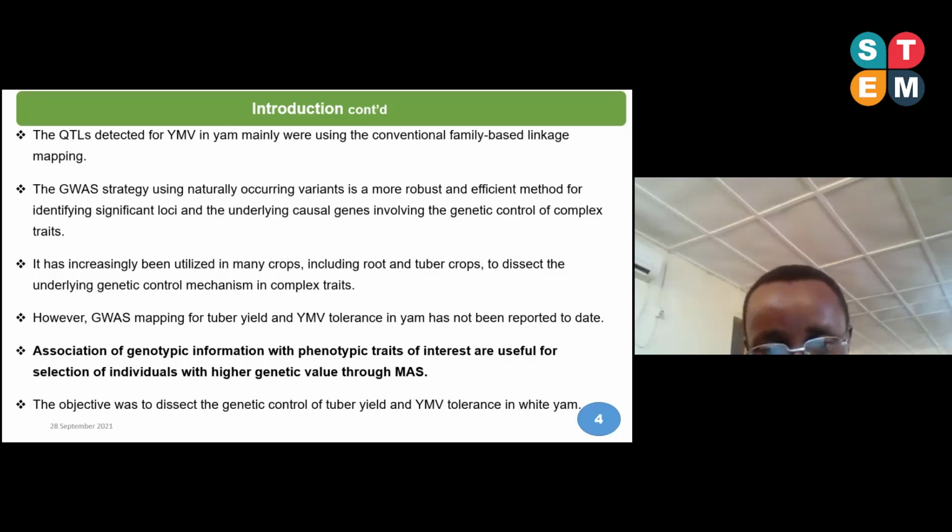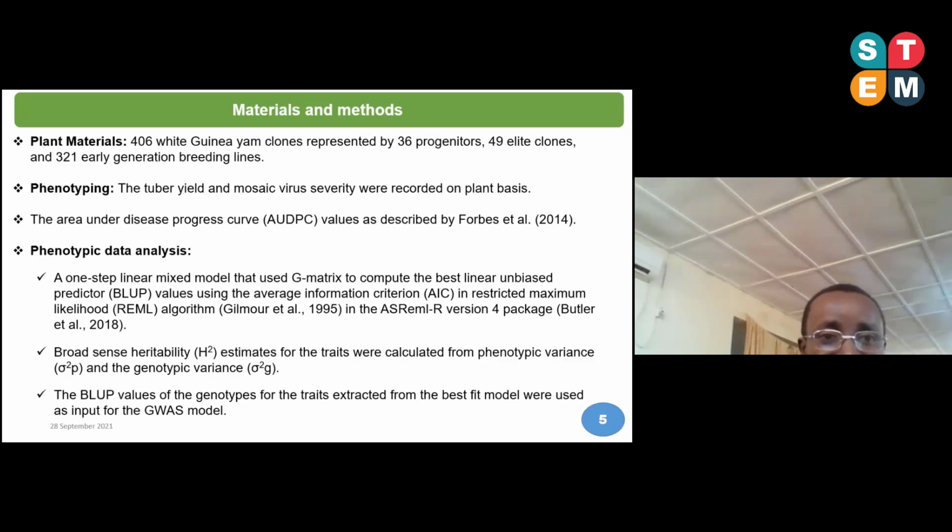Association of genotypic information with phenotypic traits of interest is useful for selection of individuals with higher genetic value through marker-assisted selection. So the objective of this study was to dissect the genetic control of tuber yield and also the YAM mosaic tolerance in white YAM genotypes.